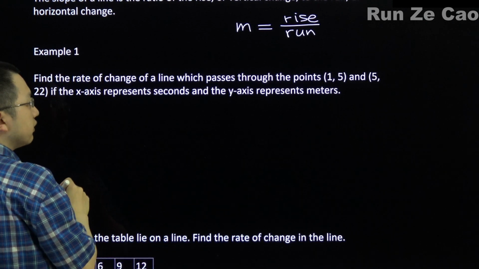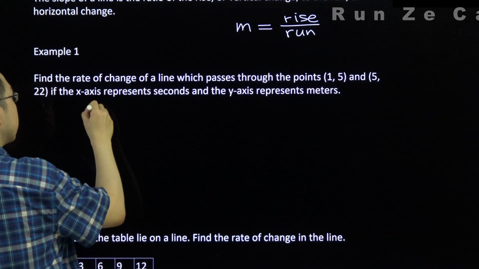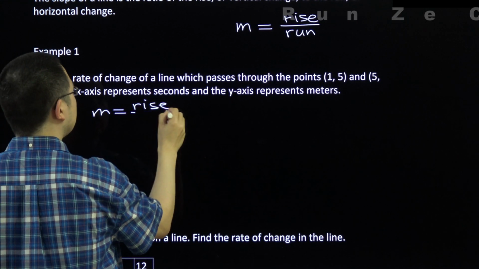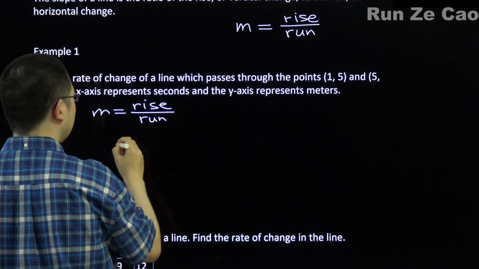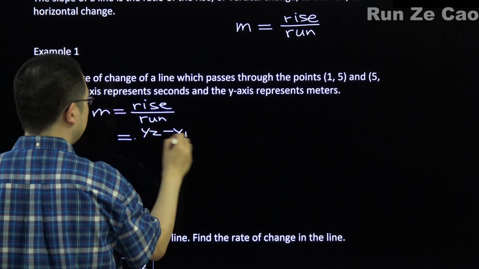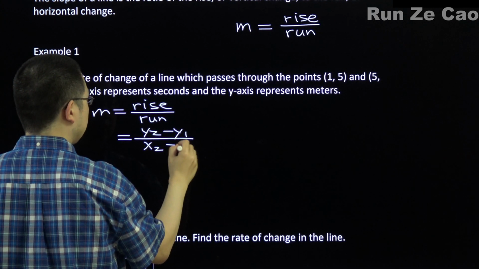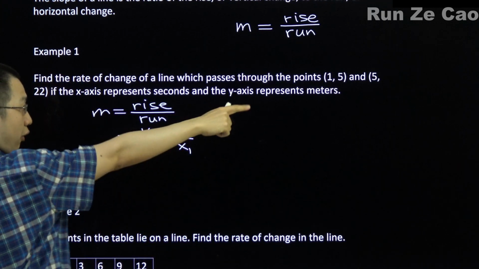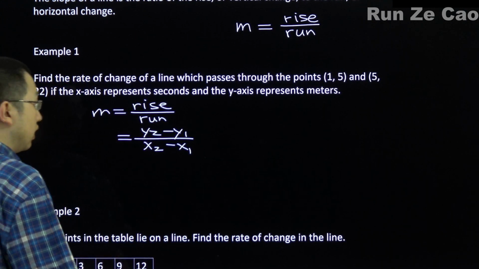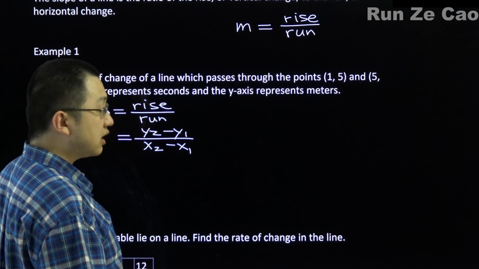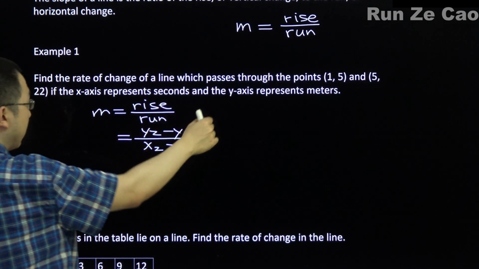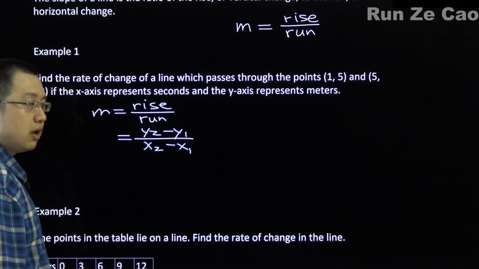Find the rate of change of a line which passes through these points. M equals rise over run. Or we could say it's y2 minus y1 over x2 minus x1. Which point you choose for x2 versus x1 doesn't actually matter, as long as you choose one of them to be point 1 and the other one to be point 2.